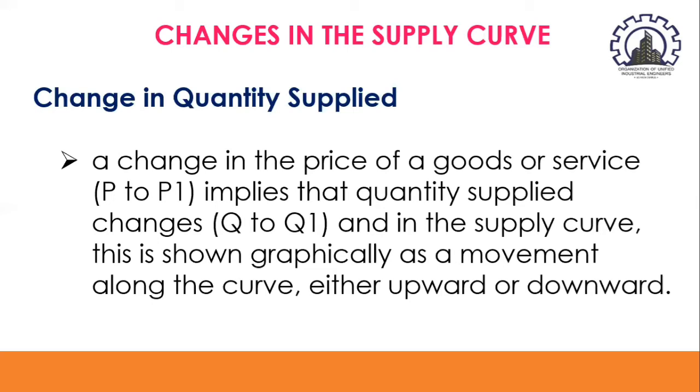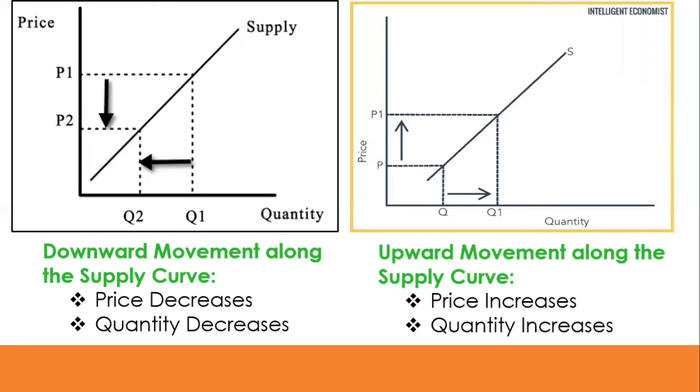Now, this is a change in the price of a good or service. From the original price to P sub 1, it implies that quantity supplied changes from the original quantity to quantity sub 1. In the supply curve, this is shown graphically as a movement along the supply curve, either an upward or downward movement. Again, under changes in the supply curve, we will be discussing two: change in quantity supplied and change in supply. In this case, we are just discussing change in quantity supplied.